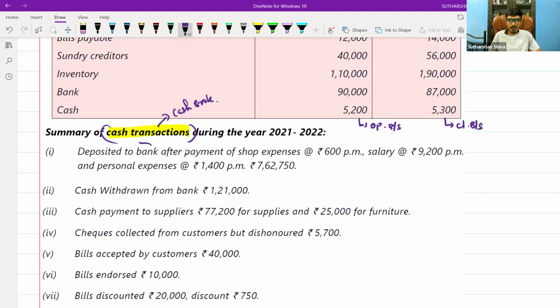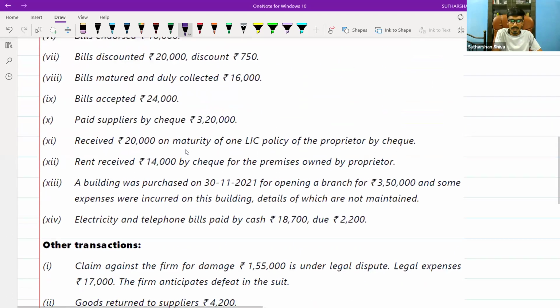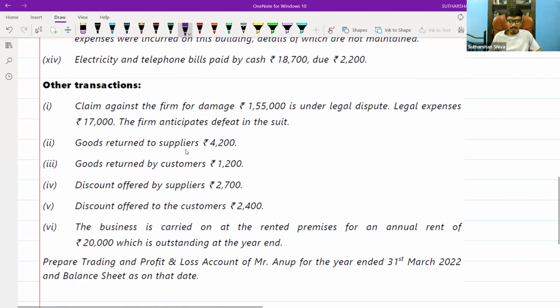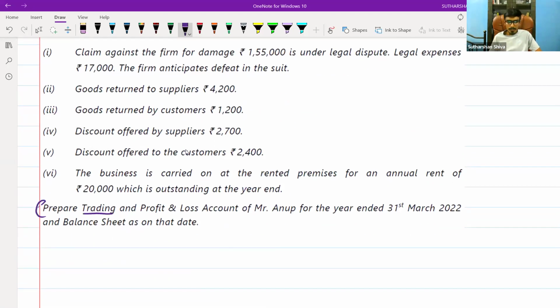They use the word bank, so I need to prepare it in two columns, one for cash and one for bank. Then other transactions are given in the question. What is the requirement of the question? Prepare the trading and P&L of Mr. Anup for the year ended and the balance sheet as on that date.